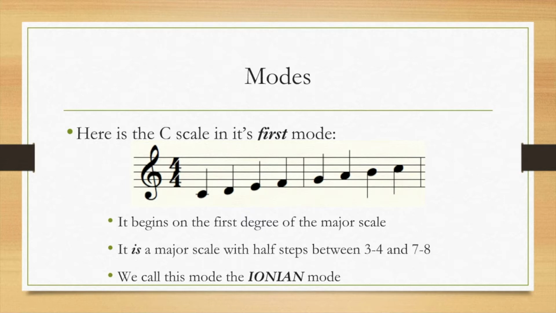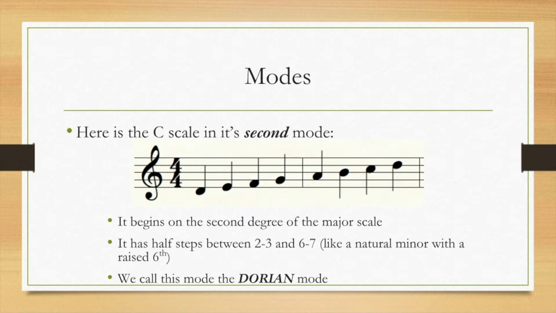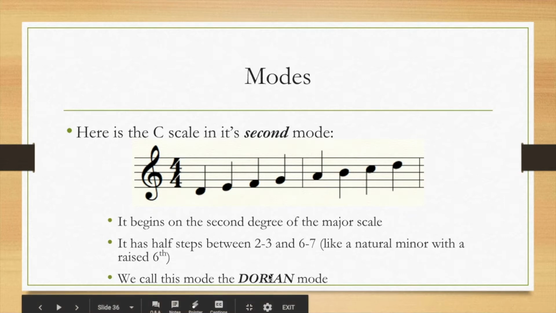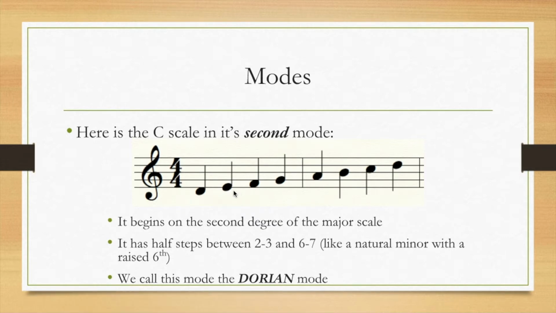That's your first mode. Here's our second mode, Dorian. You see here, no sharps, no flats. All we did was we started on D instead of C, okay? But we played all the white notes in the same manner. So it starts on D, ends on D, but now our half steps are between 2 and 3 and 6 and 7, right here, because we shifted up, okay?